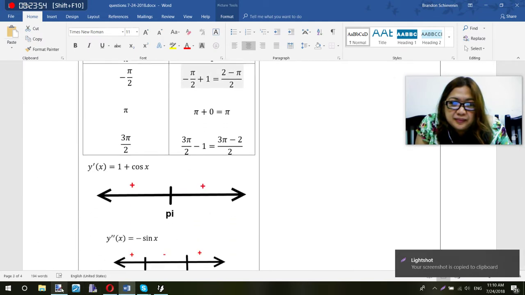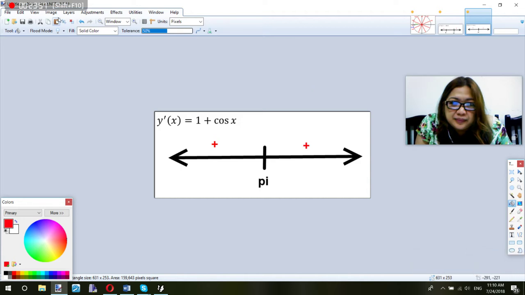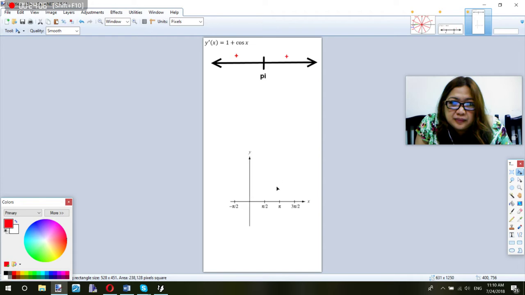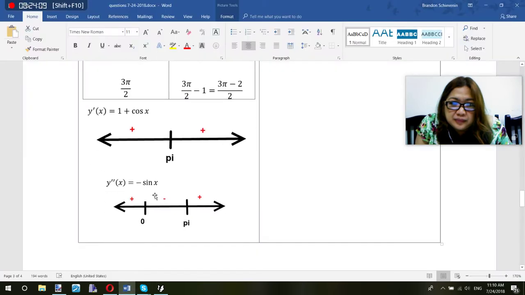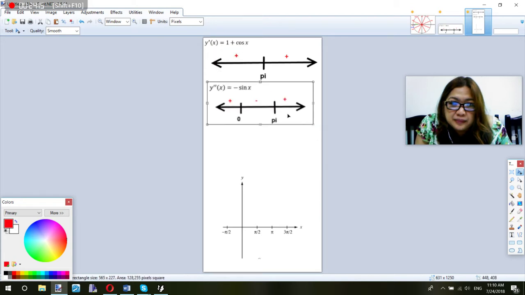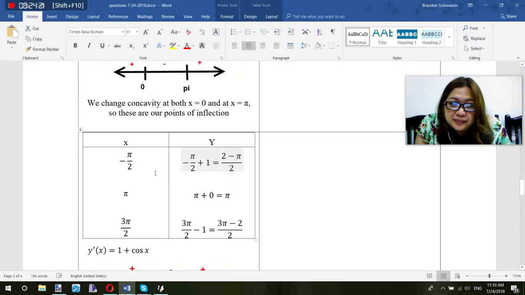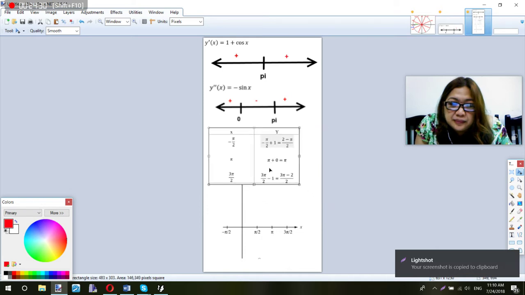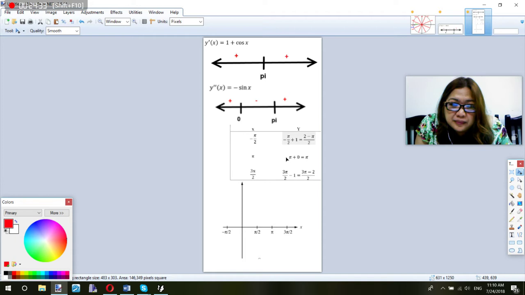Let's see if I can get all of this on one page. Canvas size, stretching a little bit, and our x and y values.